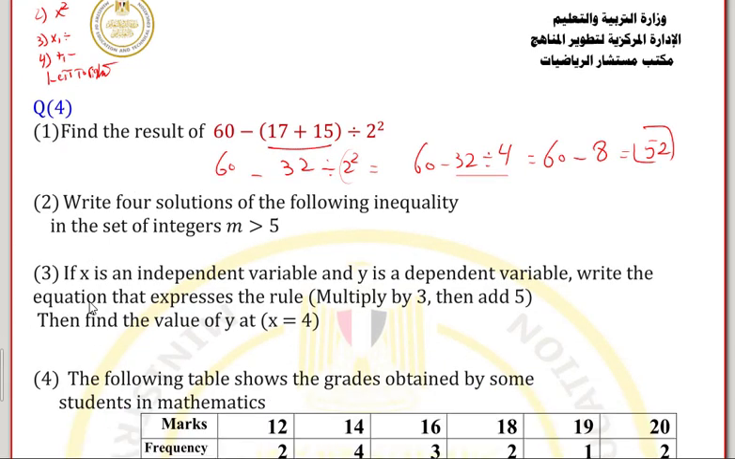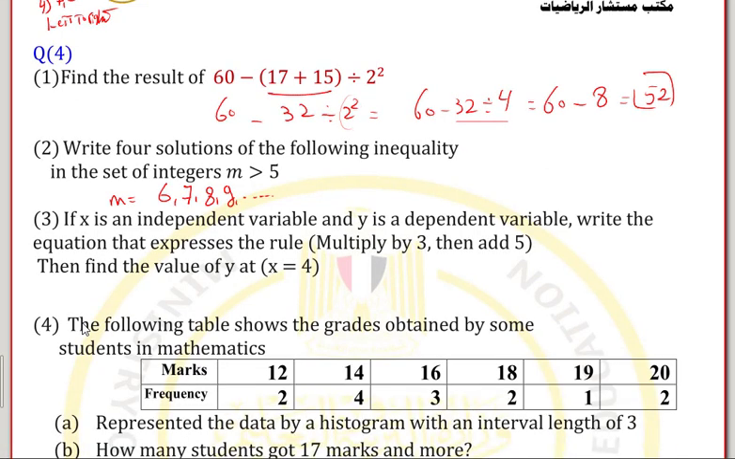Question number 2: write 4 solutions of the following inequality in the set of integers, m is greater than 5. Write 4 solutions. m greater than 5 means all the numbers more than 5. So m equals 6, 7, maybe 8, 9, and so on. He needs 4, so these are the 4 solutions.